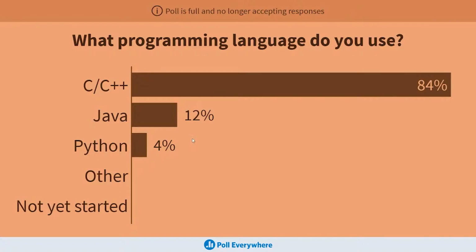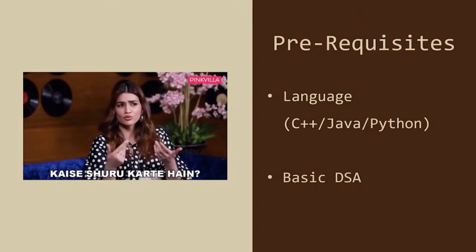Okay, so moving on to the next slide. What are the prerequisites of competitive coding? The first prerequisite is obviously that you should know a language. It can be C, C++, Java, or Python, or any other language that you prefer. Statistically speaking, 70% of the users use the C++ language.